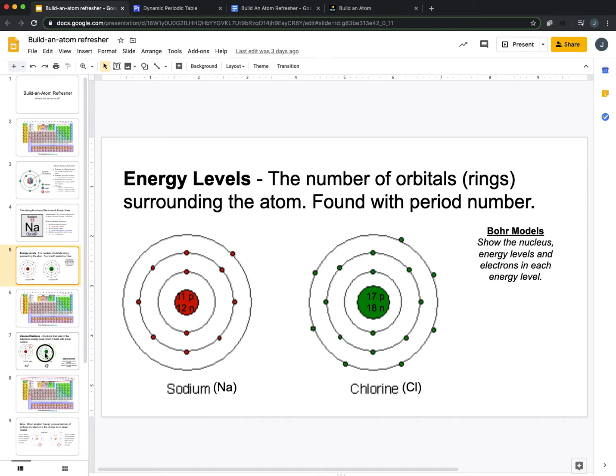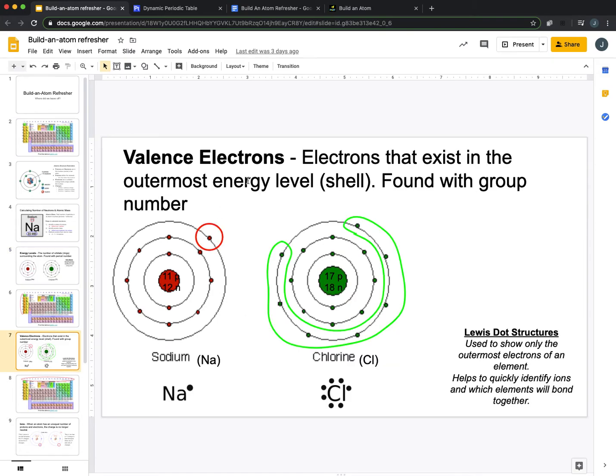The other thing we talked about before we left was valence electrons, and this is really important. Valence electrons is basically what we're going to be talking about in these next 3 or 4 lessons. This is going to come up over and over and over again. So valence electrons are the electrons that exist in the outermost energy level or orbital or shell or ring. Those are all kind of interchangeable in the chemistry world.